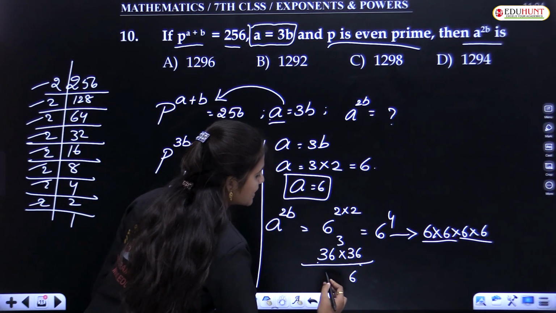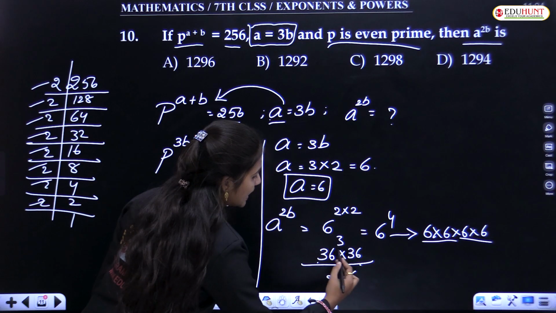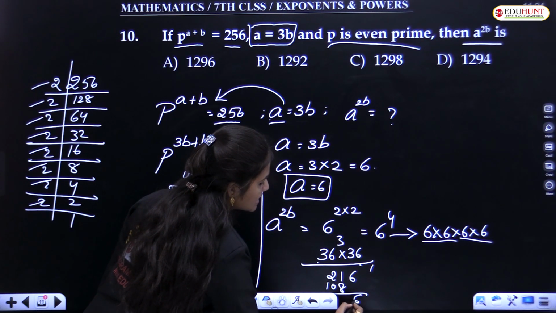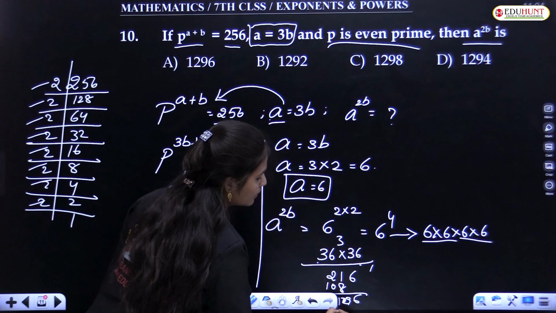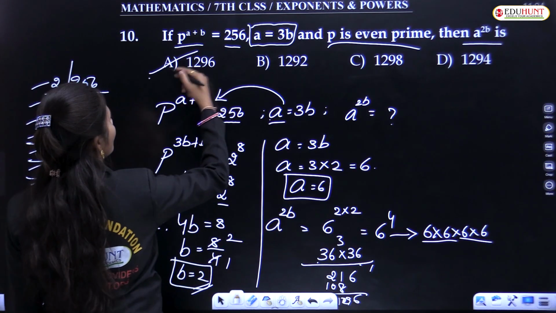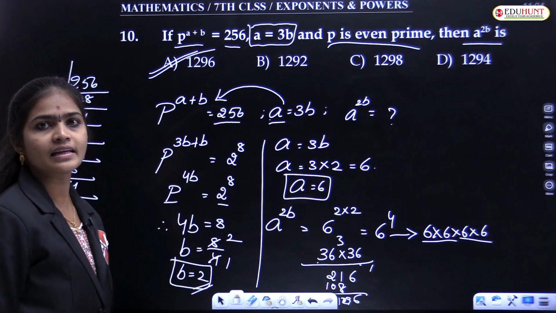6 3s are 18, plus 3 is equal to 21. Again 3 6s are 18, 3 3s are 9, plus 1, 10. So the answer is 1296. Okay, so which option is correct? Option A is correct. Is it clear to you?